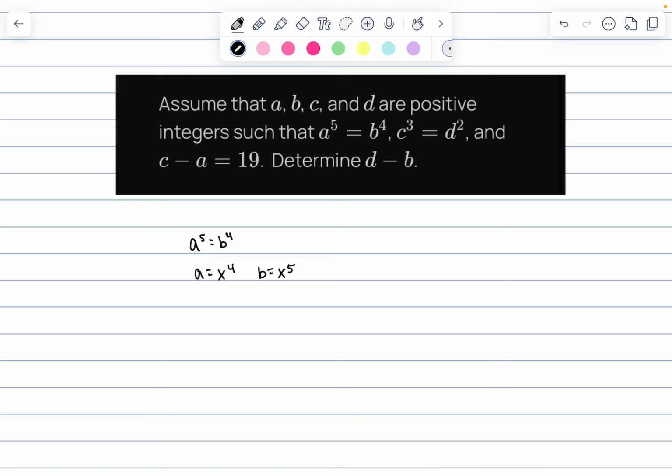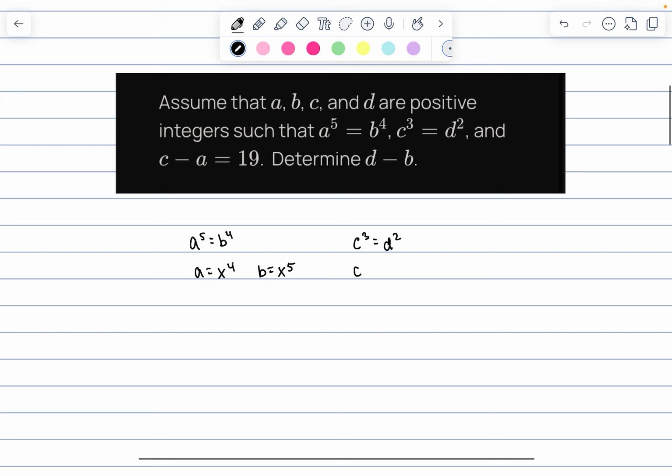And similarly, since we know c to the power of 3 equals d to the power of 2, we can have some integer y such that c equals y squared and d equals y to the power 3. Then we can plug this back into c minus a equals 19, and we get that y squared minus x to the power 4 equals 19.